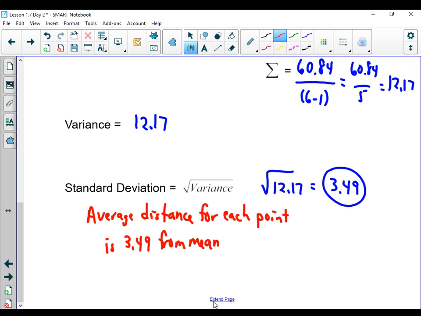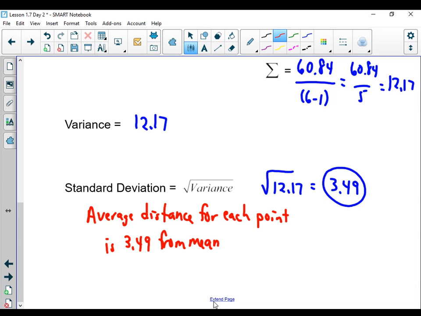The larger the standard deviation, the further away from the mean we are, which would mean my data is more spread out. If I have a small standard deviation, that means it's not very far from the mean, which means my data is fairly close together. Just like when we did range, we said if you had a big range, it means it's spread out. Small range means it's close together.